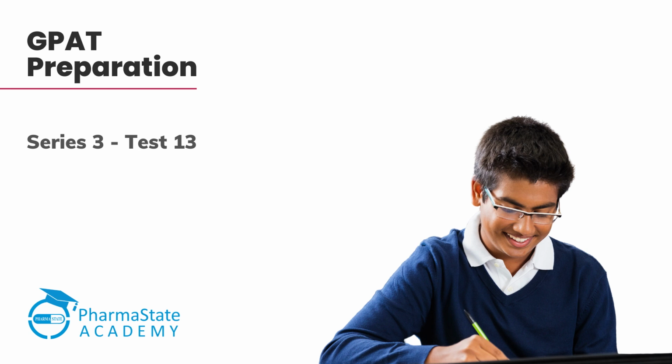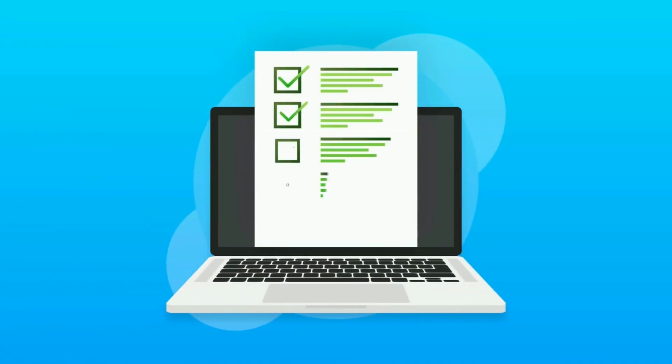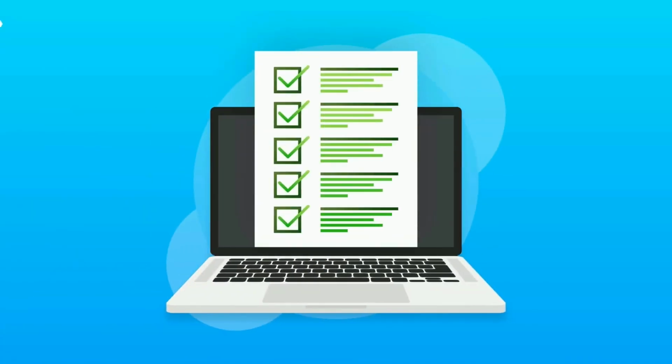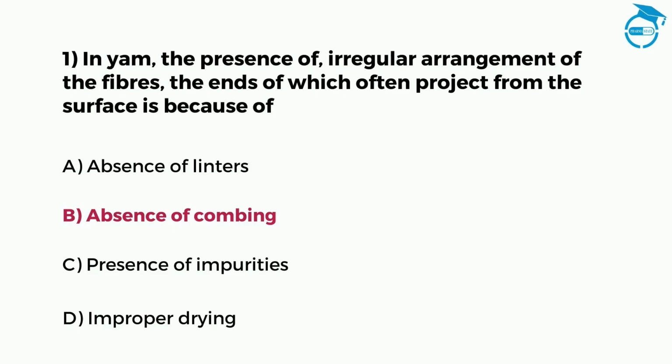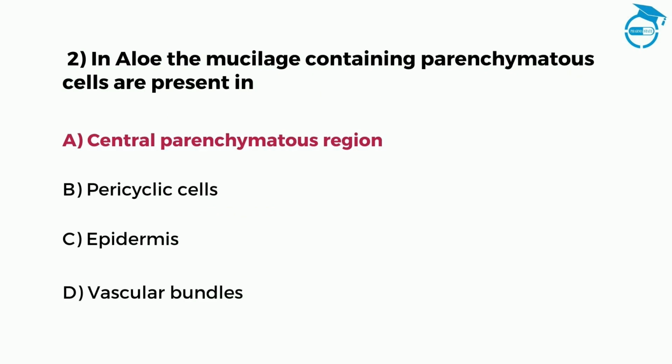Before we start the test, let us understand the process. This test consists of 10 questions, and you will get 7 seconds to write your answer in the comments. For example, if the answer to question 1 is option B, you can write it in the comments as 1B. Similarly, if the answer to question 2 is option A, you can write it in the comments as 2A.